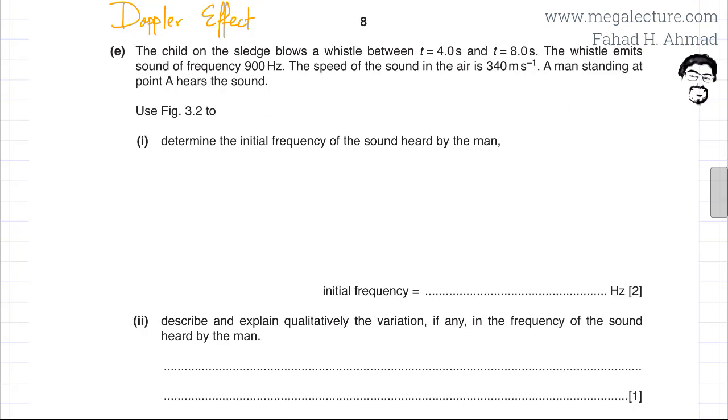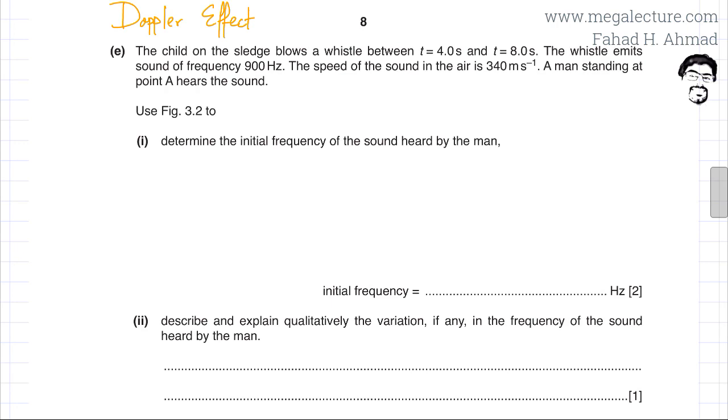The next part of the question is on the Doppler effect. The child on the sledge blows a whistle between t is equal to 4 and t is equal to 8 seconds. The whistle emits a sound of frequency 900 hertz. The speed of the sound in the air is also given as 340 meters per second. A man standing at point A hears the sound, and you're being asked to determine the initial frequency of the sound heard by the man.